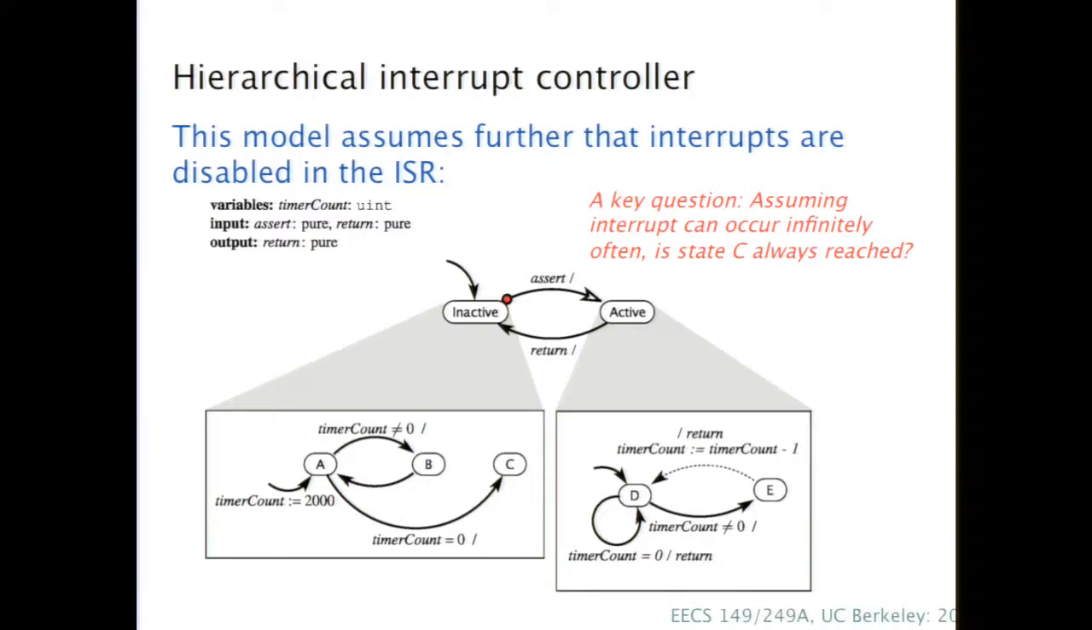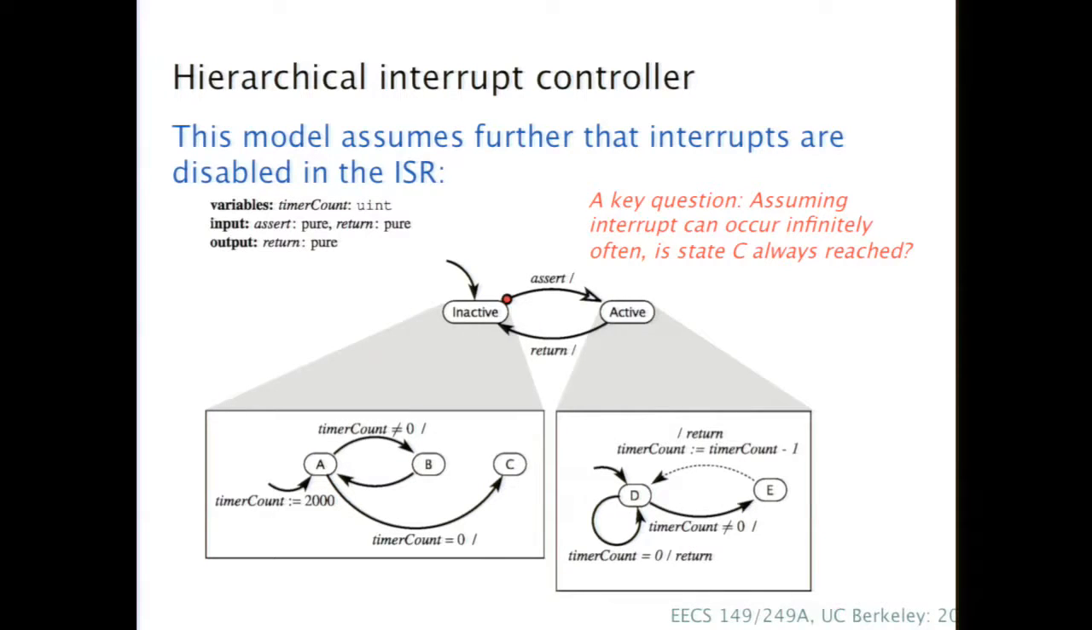Right. If assert is true on every reaction, then in fact C will never be reached. I want to emphasize this because this wouldn't have occurred to you. If you're writing embedded software, and you set a timer to trigger every 2 milliseconds, you kind of think, okay, it's not going to be asserting interrupts all the time, right?